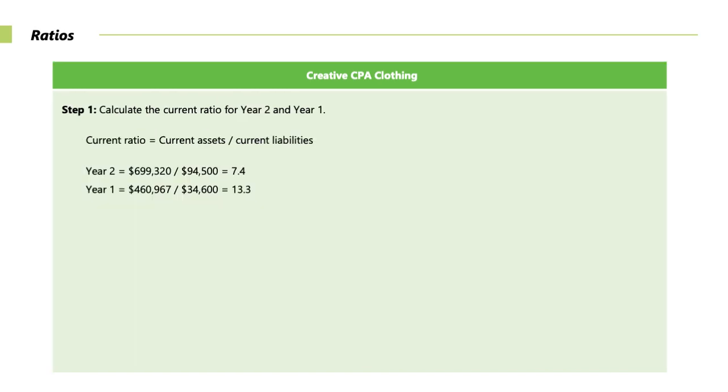What you can see here is year 1 versus year 2. And you say, well, what does that mean? Well, what that means is in year 1, for every $1 of liability coming due, we had $13.30 to pay it. In year 2, for every $1 of liability coming due, we only had $7.40. So obviously, we've moved a lot of our liquid assets into non-liquid assets, or we've just simply lost them. So that would be a classic example there. Let's move on to our next slide.